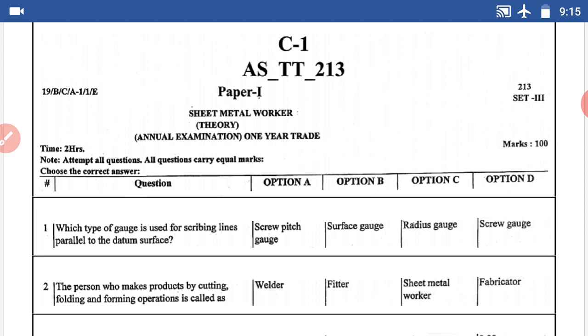Question number 1. Which type of gauge is used for scribing lines parallel to the datum surface? The answer is surface gauge. Option B is the correct answer.